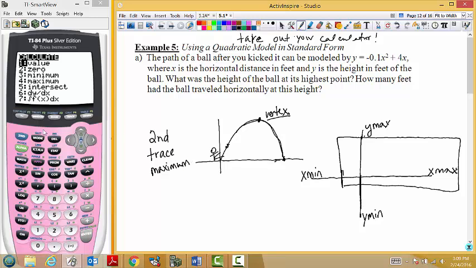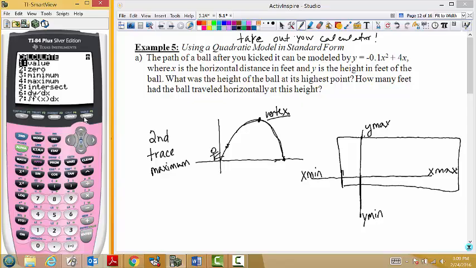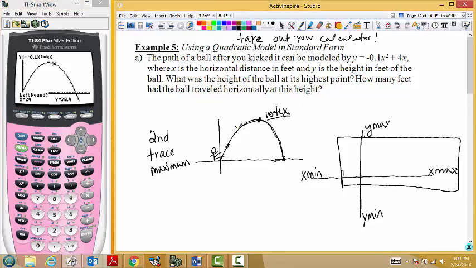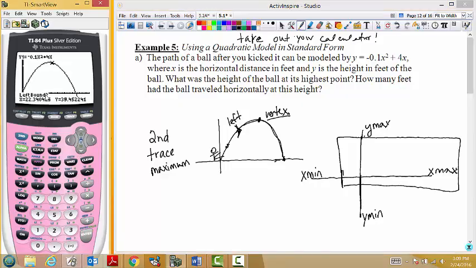So you're going to go second trace, maximum. I don't know why I keep saying trace. So second trace, I've already hit it one time, I forgot. Maximum, number 4. Okay. It asks you for the left bound. All you want to do for the left bound is come over here to the left of what you're looking for, and I'm just going to take my blinky bug and put him over here.